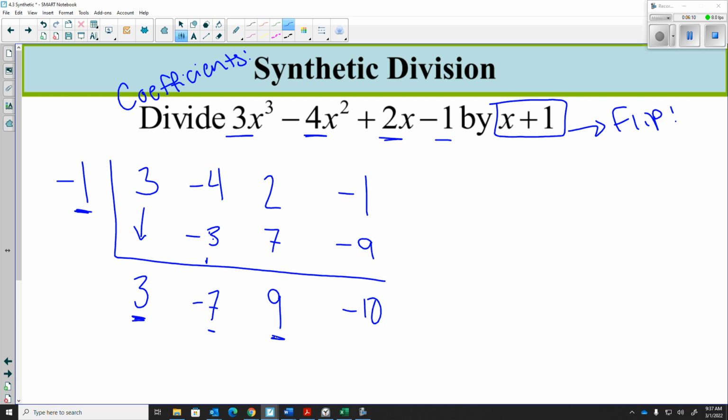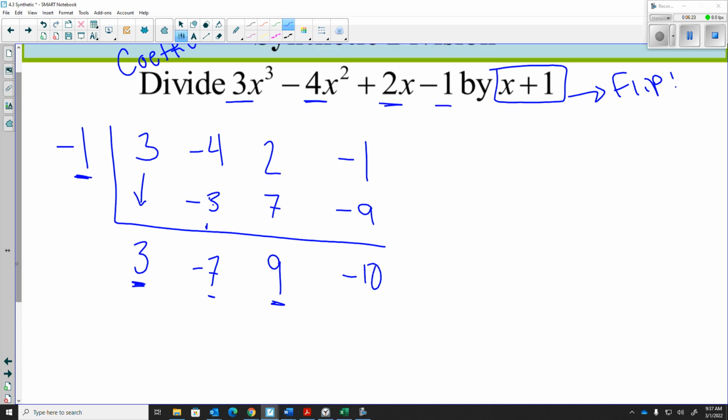It's a little wonky. Well, guess what? We're done. There's literally nothing else to do. Let me show you. I know you're thinking, oh, it's just a bunch of numbers, Mr. Smith. Well, here's what it is, guys. These numbers down here are going to be the coefficients of the quotient, which in non-math terms means these are the numbers that are in front of all the variables in my answer.